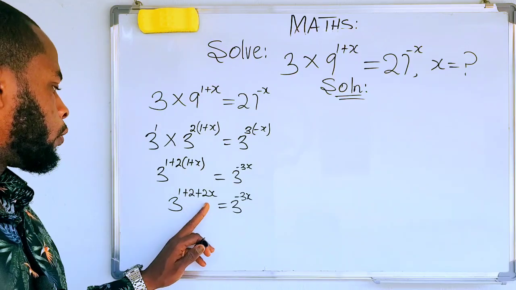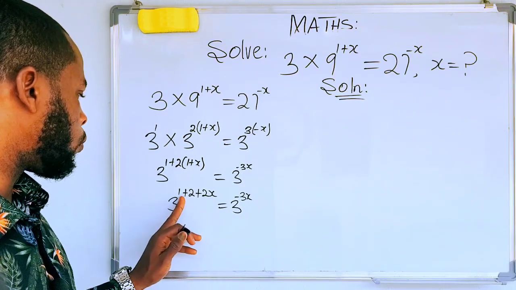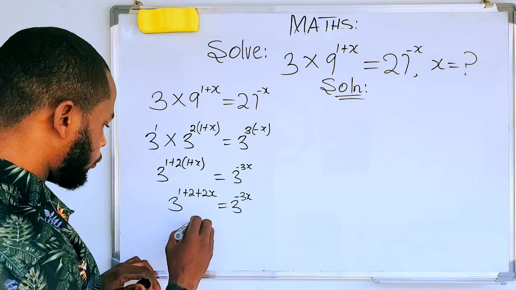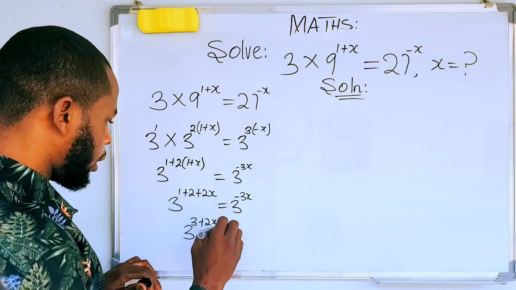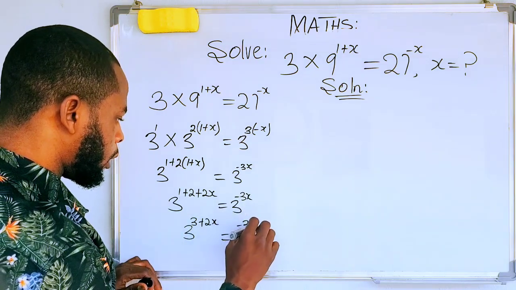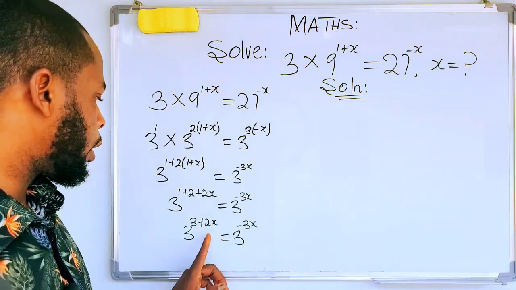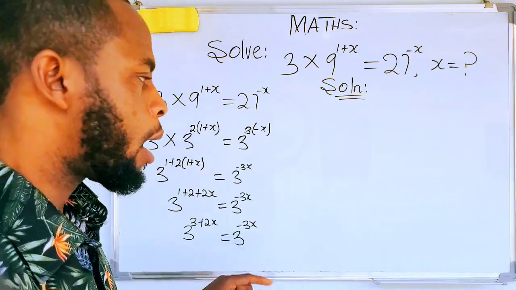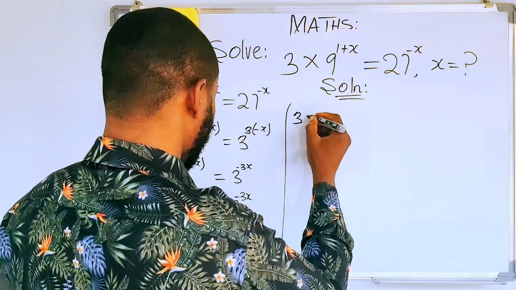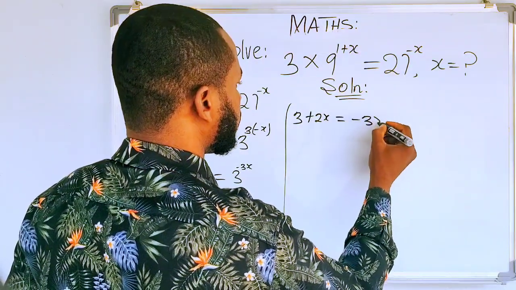Now we simplify this further by combining like terms. Here we have 1 plus 2, that will give us 3, and we have 3 to the power of 3 plus 2x equals 3 to the power of negative 3x. Since the bases are the same here, we are going to equate the powers, and the equation becomes 3 plus 2x equals minus 3x.